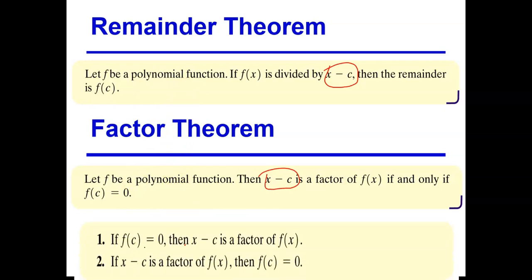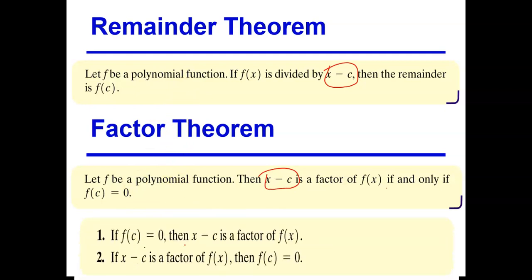So we can use the if and only if: if f of c equals 0, then x minus c is a factor of f of x. Secondly, if x minus c is a factor of f of x, then f of c is 0. So they go either way.